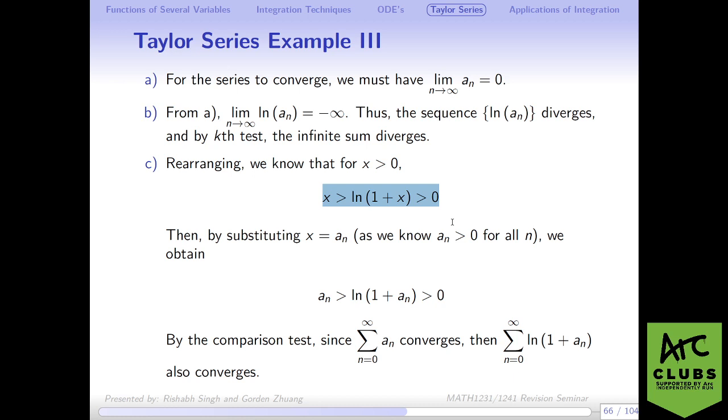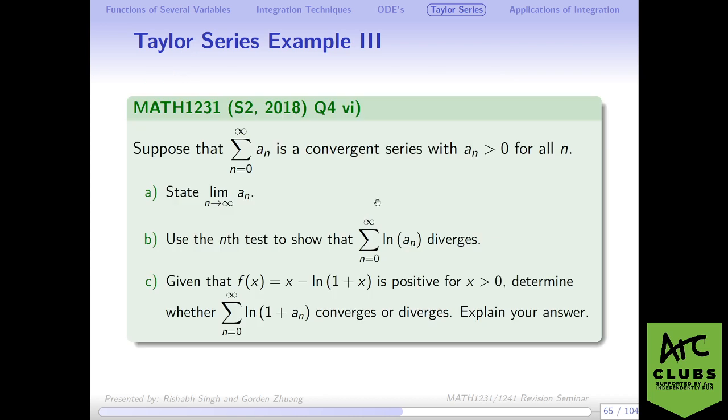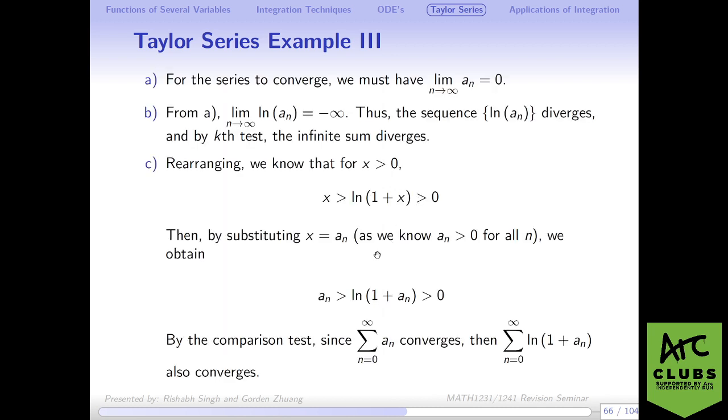Now we can use the comparison test. If we substitute in a_n, then we get this. Since the a_n are all positive, we can do this, because we know that the terms a_n are all positive, so we can substitute in a_n and this condition still holds. Now by the comparison test, we know that the sum of a_n converges, so the sum of the smaller terms will also converge. And so by the comparison test, the sum of log of 1 plus a_n converges.